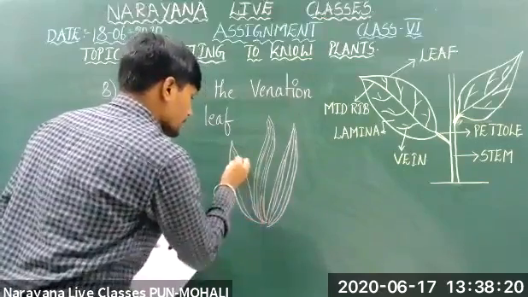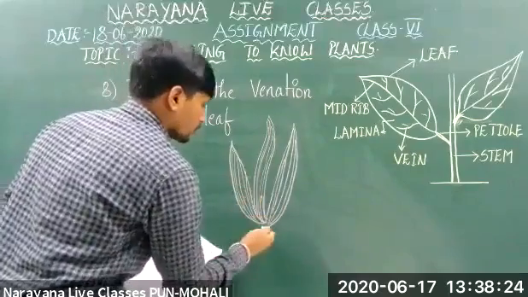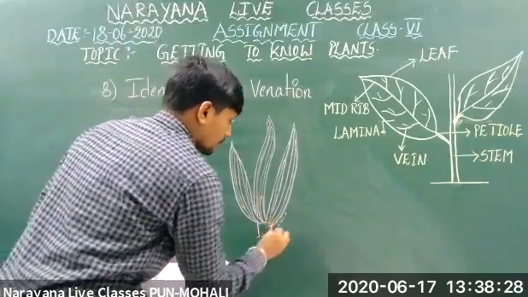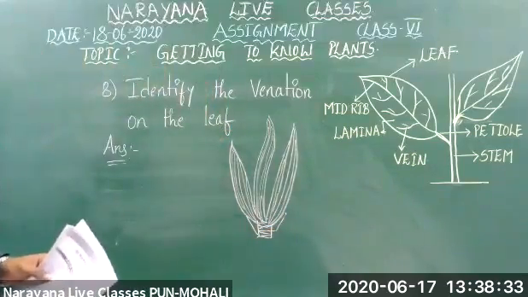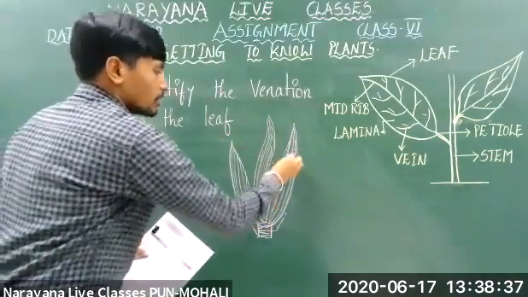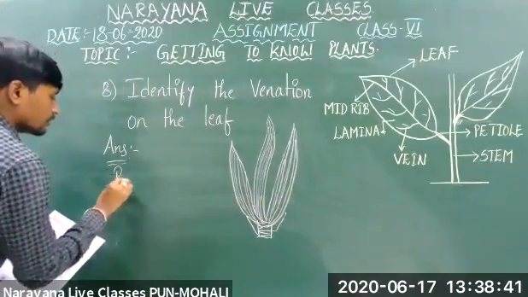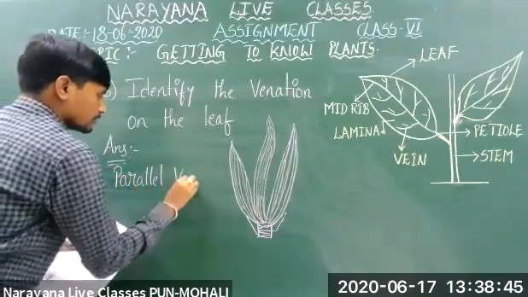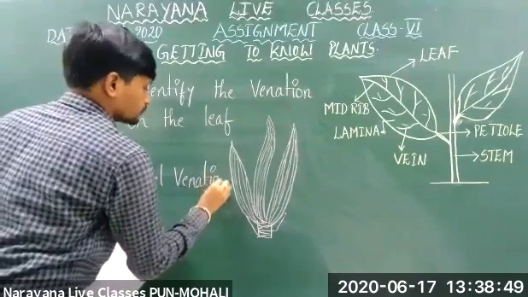The leaf has veins like this. So as we discussed, what type of veins are these? The leaf has straight lines parallel to each other. We call this type of venation parallel venation. The answer is parallel venation. Okay.